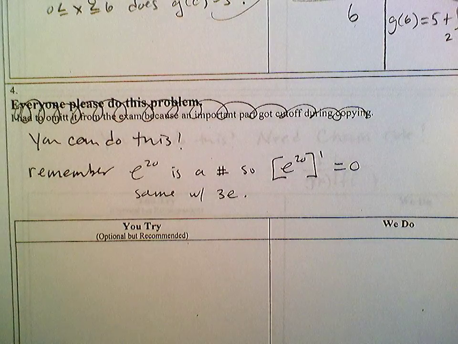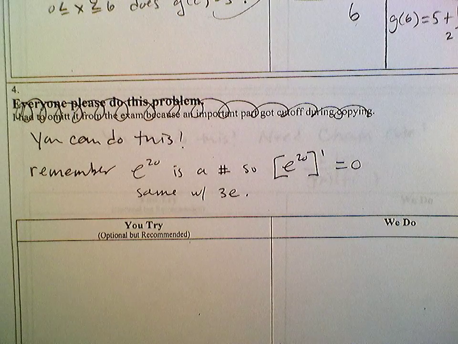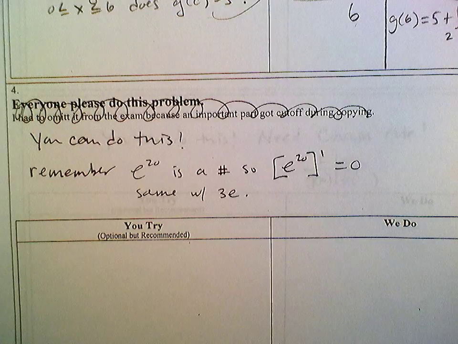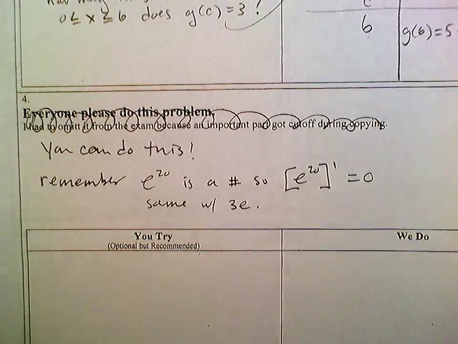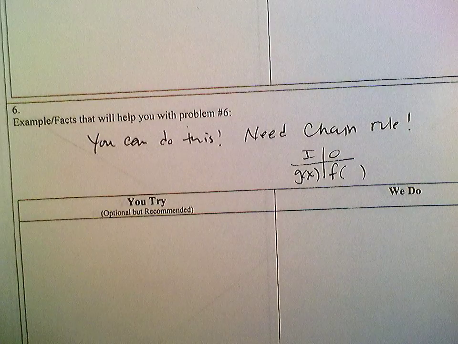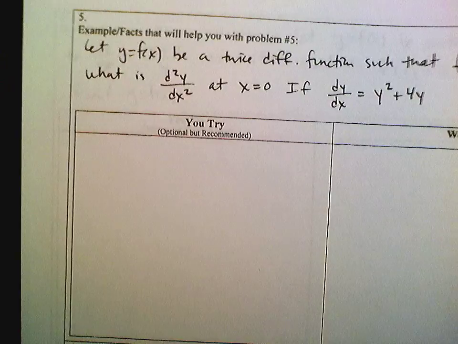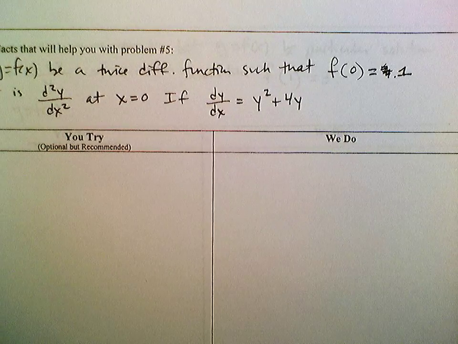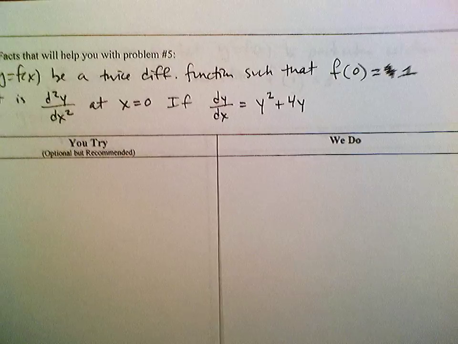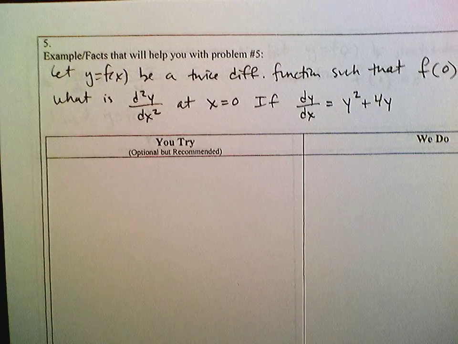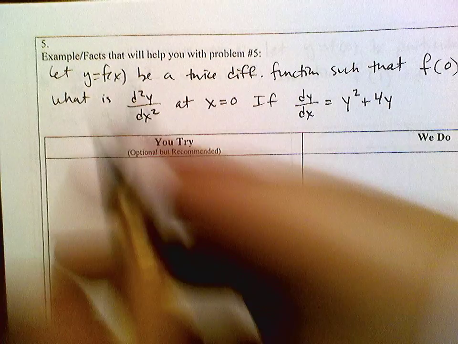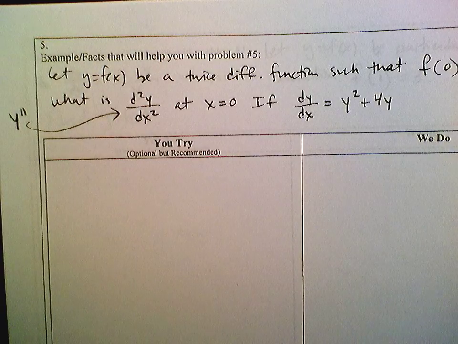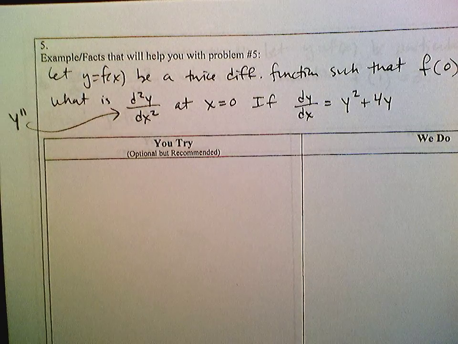Now this next one. Guys, you can do this. Just remember that e to the 20th is a number, so its derivative is 0, and same with 3e. Okay, so here is the next one. Let y equals f of x be a twice differentiable function such that f of 0 equals 1. And a lot of you didn't know what this was. This is just the second derivative. It's Leibniz notation for the second derivative.